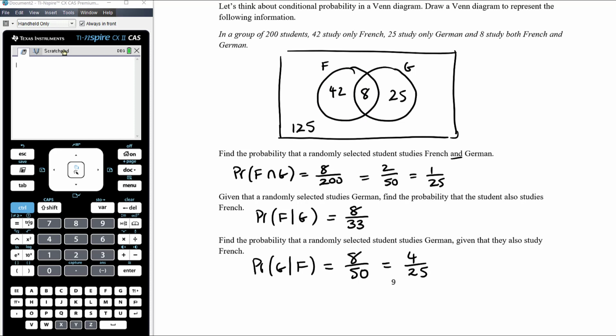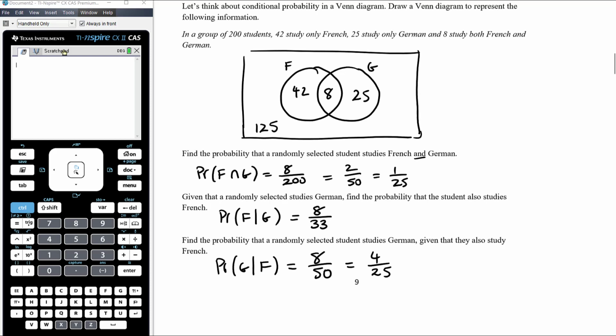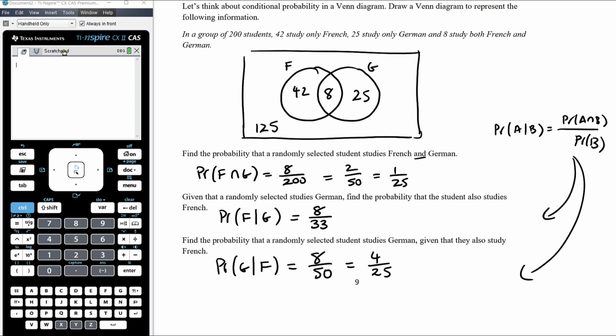Okay, so conditional probability is all about restricting the sample space. If we think back to the formula, we know that probability of A given B is the probability of the intersection of A and B over the probability of B. That's what we're seeing happening here in a really logical way without necessarily relying on the formula. This is the number of outcomes in F and G over the number of outcomes in G.